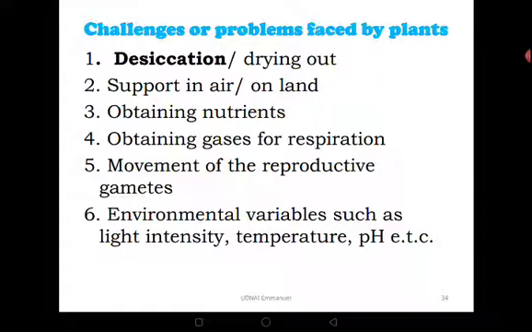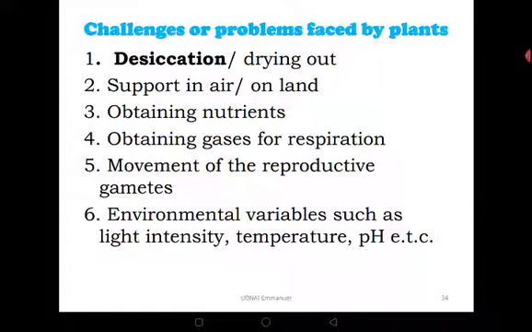They also have a challenge of obtaining nutrients. And remember, nutrients are usually obtained from the soil. So there is a challenge there. It's not obvious that nutrients can be obtained, the nitrates that they need for their plant proteins. So they must have a mechanism of getting those nutrients. Another challenge they have is obtaining gases for respiration. Gases are in the atmosphere, well, but obtaining them needs a mechanism. So that's another challenge they face.